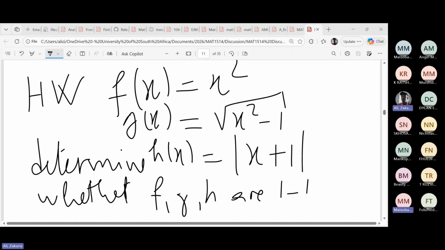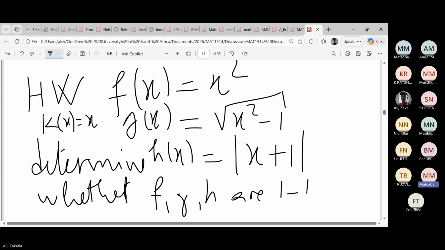Okay, can I also add something? Yes, go ahead. I'm adding another function. Isn't g of x equal to the square root of x squared minus 1 also a linear function?